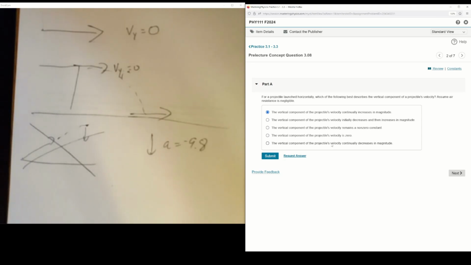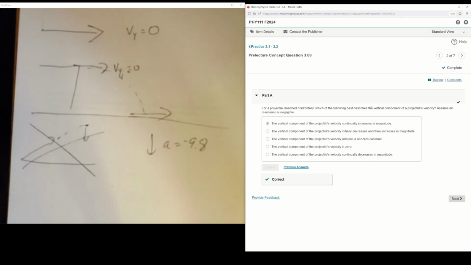And finally, the vertical component continually decreases in magnitude. Continually decreases in magnitude. Wow. Well, that's approaching some calculus idea that something can forever decrease in magnitude means it gets forever and ever closer to zero. I don't even know what they mean by that. The first one's really the only good answer here.